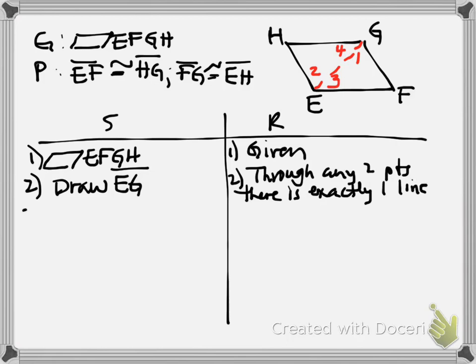Okay. So now the only thing that I can come from the given is that I have both sets of opposite sides are parallel. So I need to bring that in. So I'm going to say that segment HG is parallel to segment EF, and segment HE is parallel to segment GF. So I'm going to go add a little bit to my diagram.